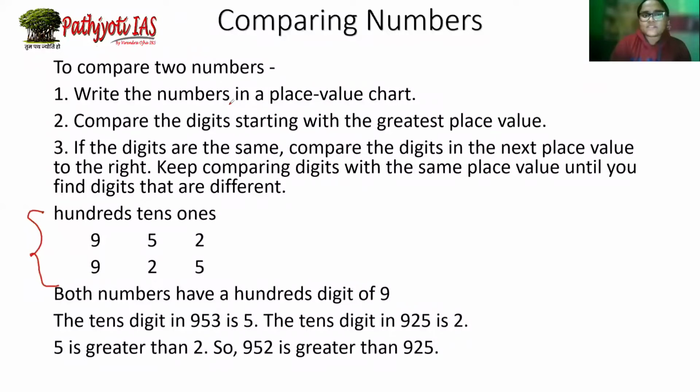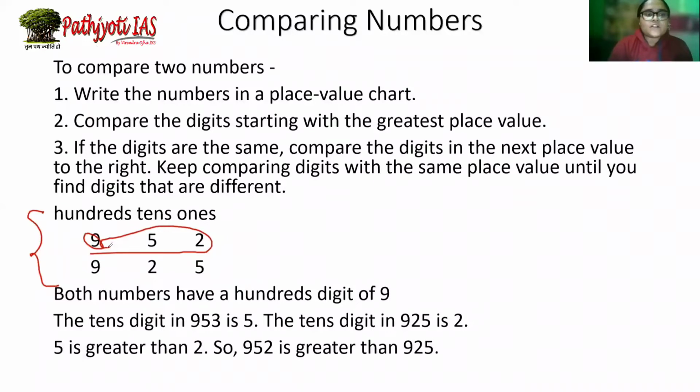So we have to write the number in a place value chart and then compare the digits, starting with the greatest place value. In this particular chart, the greatest place value is 100. In this example, the first number is 952 and the second number is 925. Between these two numbers, we have 9 and 9, both in the 100 place. Then when we come to the second greatest place value, that is 10, we have 5 in the first number and 2 in the second. So we can understand definitely 5 is greater. So technically this particular number will be greater, right?